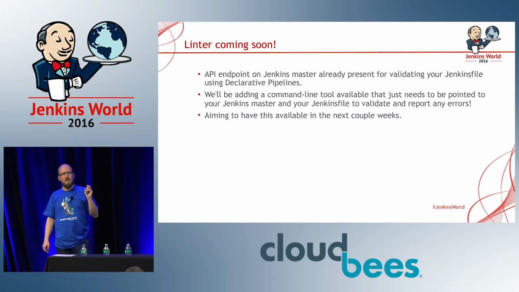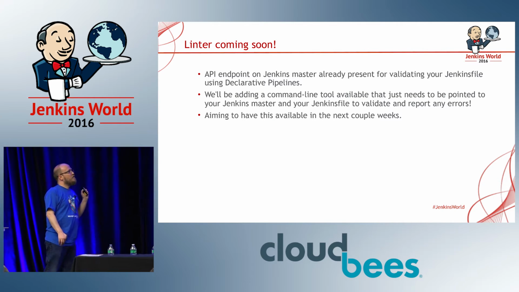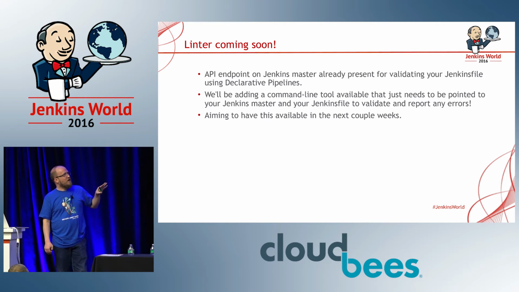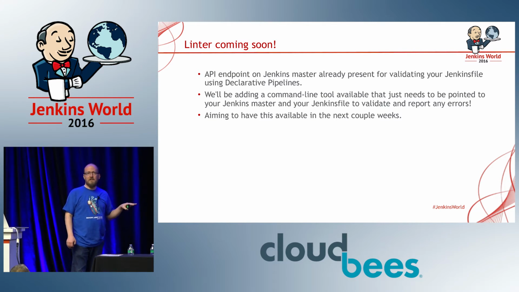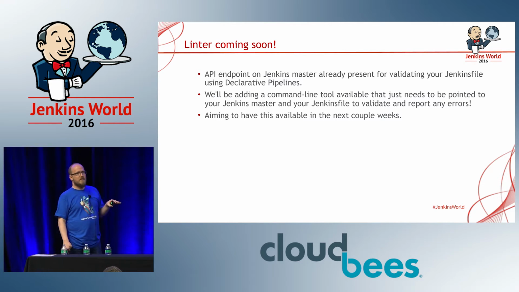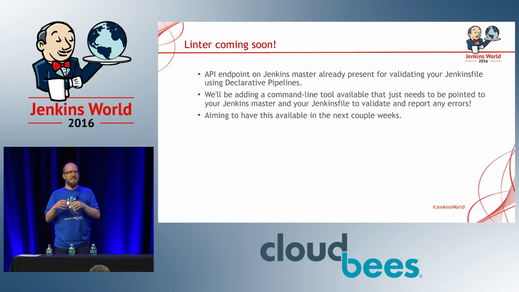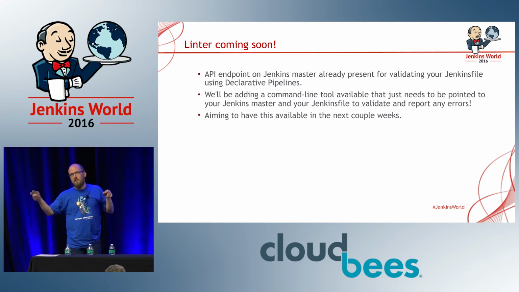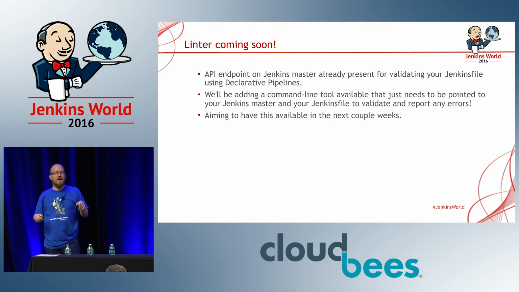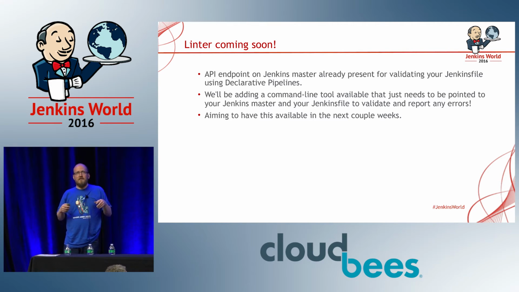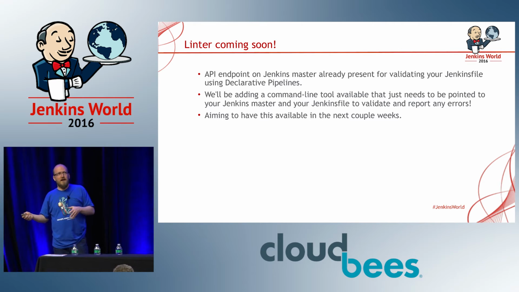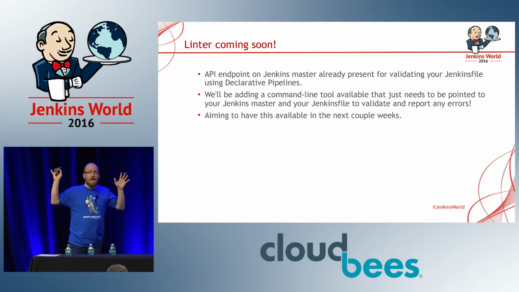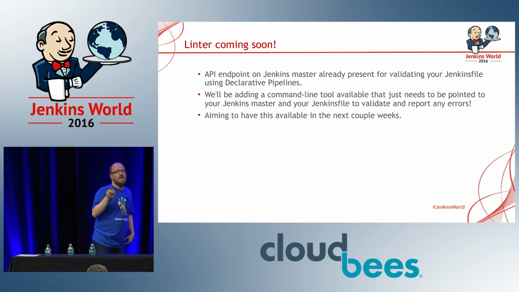And yes, there's a linter coming soon. There's an API endpoint on the Jenkins master already present for validating your Jenkins files that are using the declarative pipeline. I'll be adding a command line tool probably in the next release. I just haven't had the time to actually glue all the pieces together. You point it to your Jenkins master, you point it to your Jenkins file, it reads in your Jenkins file, sends it to the Jenkins master, gets the results back with JSON that tells you if this passed, or if it failed, what the errors are, and prints it out for you. Yay. Maybe to have this in the next release.